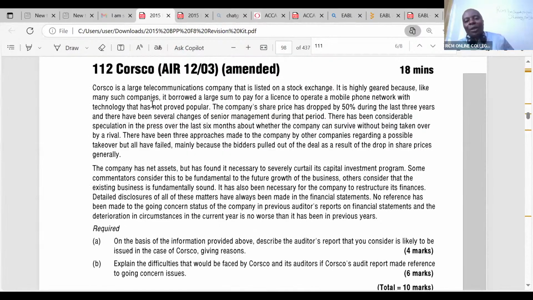Coruscore is a large telecommunications company that is listed on a stock exchange. It is highly geared because, like many such companies, it borrowed a large sum to pay for a license to operate a mobile phone network with technology that has not proved popular. The company's share price has dropped by 50% during the last 3 years, and there have been several changes of senior management during that period.